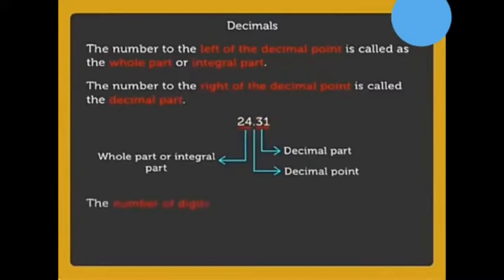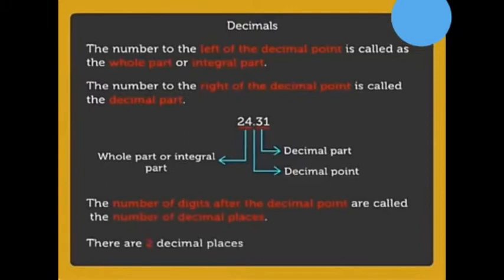The number of digits after the decimal point is called the number of decimal places. There are two decimal places in 24.31.